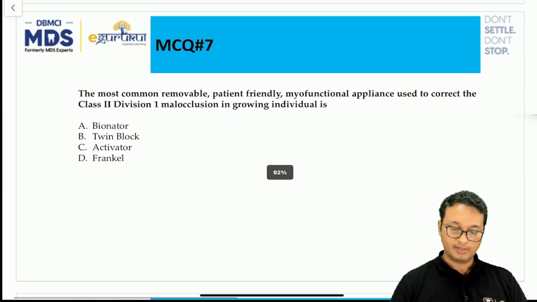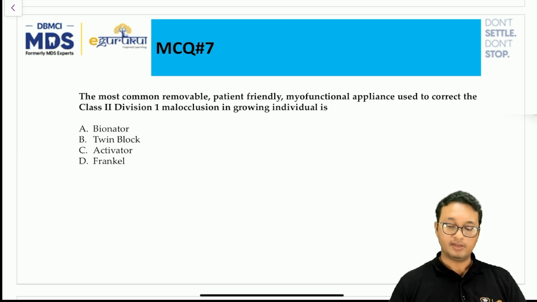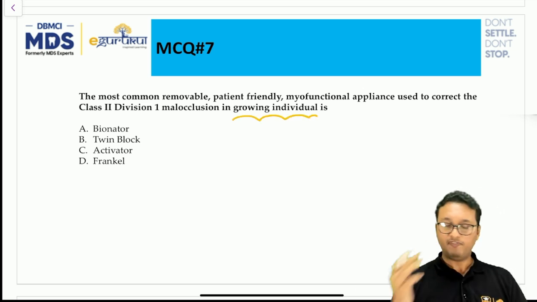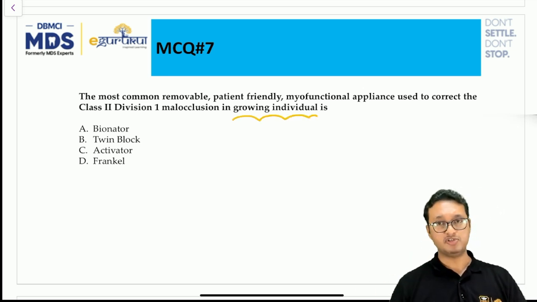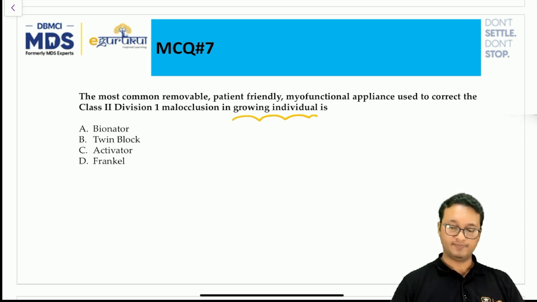Next question. I think this is the last question. The most common, removable, patient-friendly myofunctional appliance used to correct the class 2 division 1 malocclusion in a growing individual is. Now, myofunctional appliances are mostly given in growing individuals who have entered the pubertal growth stage or who are in the circumpubertal growth stage. Options are Bionator, twin block, activator, Frankel.